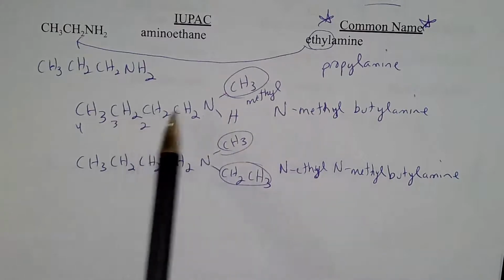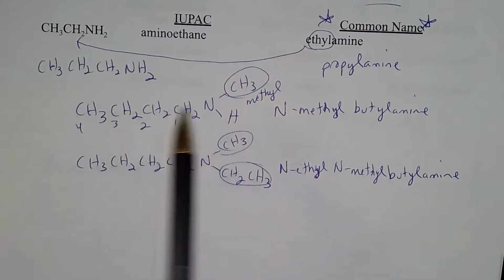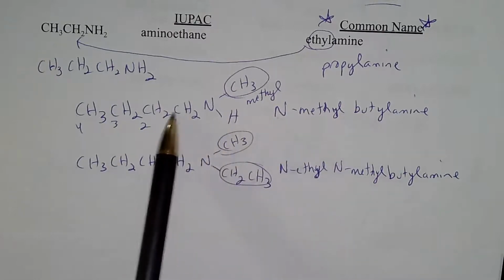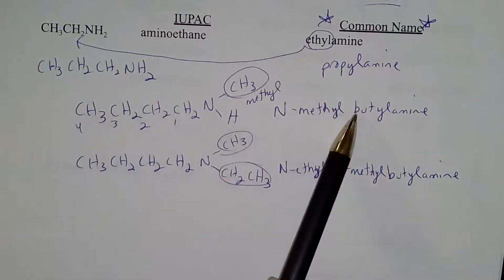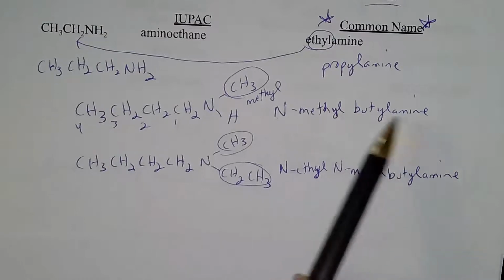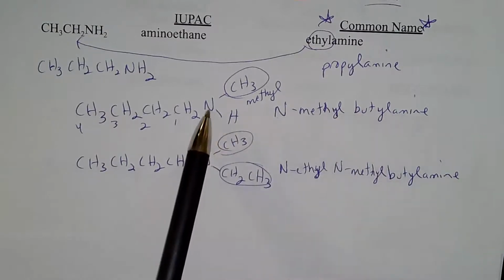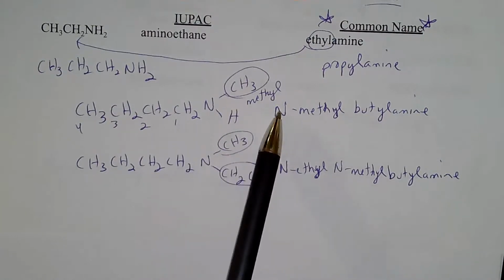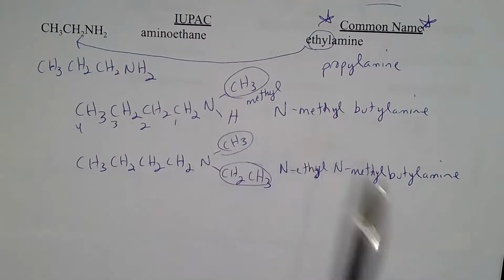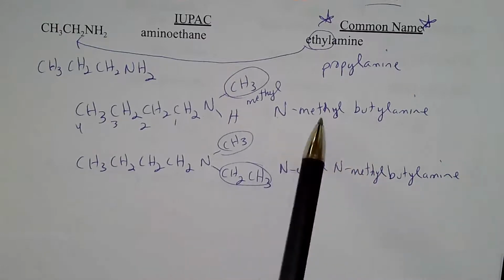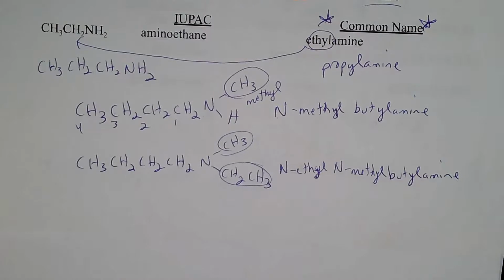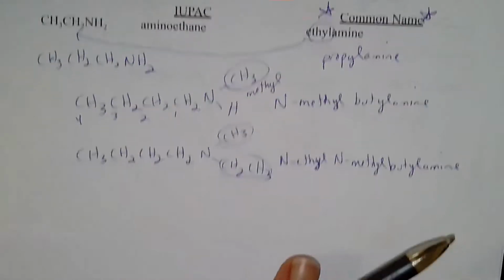So if I have a branch somewhere along the longest chain, I then just follow it in terms of the alphabet. So I have 4 carbons in a row, so it's going to be called butylamine. So that's going to be the backbone of the whole thing. And then since I have a CH3 off of the nitrogen here, I'm going to do an N-methyl like it would be a number. So it'd be like a 2-methyl, 3-methyl. So the capital N is just going to work like a number.